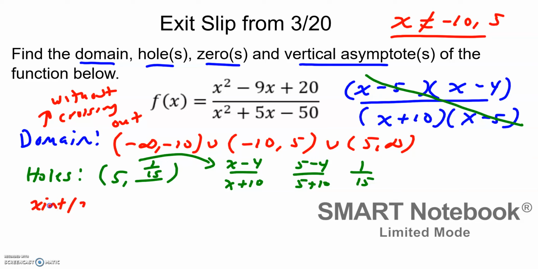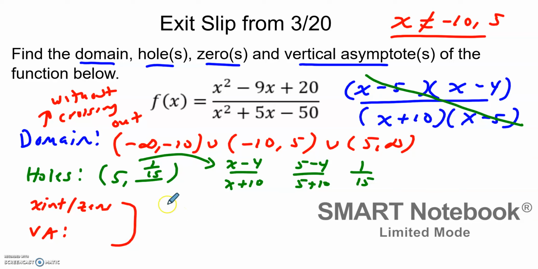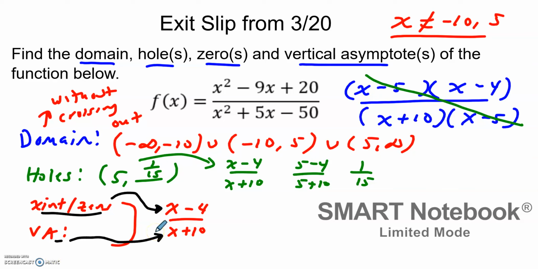The x-intercepts, or zeros, and vertical asymptotes are both determined by your reduced version of your polynomial. The reduced version is, again, the x minus 4 on the top and the x plus 10 in the denominator. I've noticed this theme over the years. The x-intercepts, or the zeros, is always what's left in the numerator, and the vertical asymptote is what's left in your denominator. So that means that your zero would be (4, 0), because for an x-intercept, y is always 0.